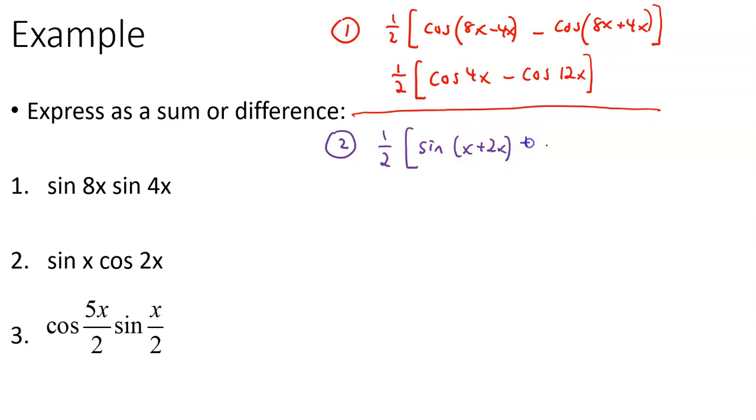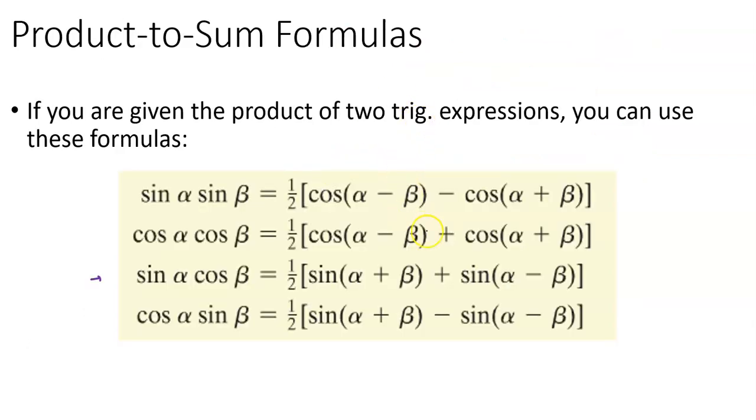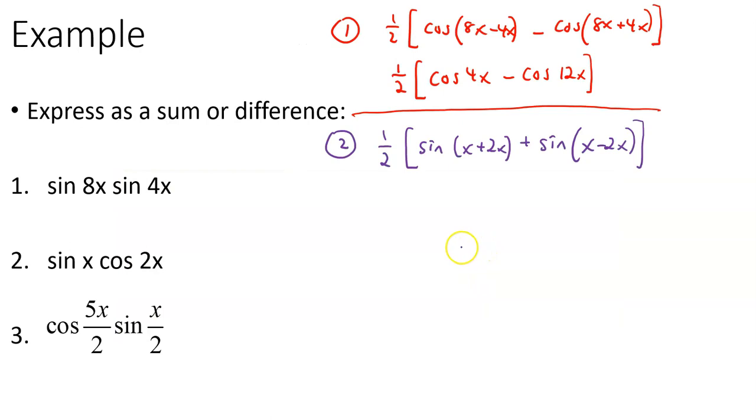plus the sine of the difference, x minus 2x. Right? Half the sine of the sum plus the sine of the difference. Well, x plus 2x is 3x, so we get the sine of 3x. Now, over here, we get the sine of negative x. So we've got to go back and think about odd and even functions.